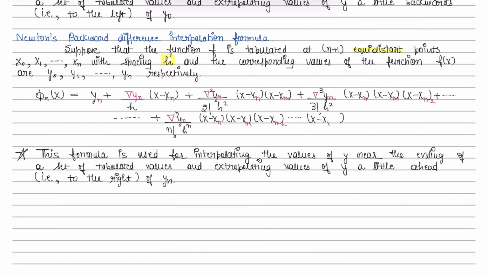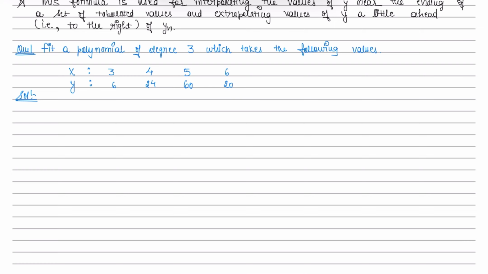Now let us understand this method with the help of examples. The questions of Newton's forward and backward differences are quite easy compared to their derivation. Question number 1 says, fit a polynomial of degree 3 which takes the following values. By default, we are using Newton's forward or backward differences interpolation formula here. Since we are not asked to predict the value of y at some point, we can use either Newton's forward or Newton's backward formula. Let us try this question with the help of a forward differences table.